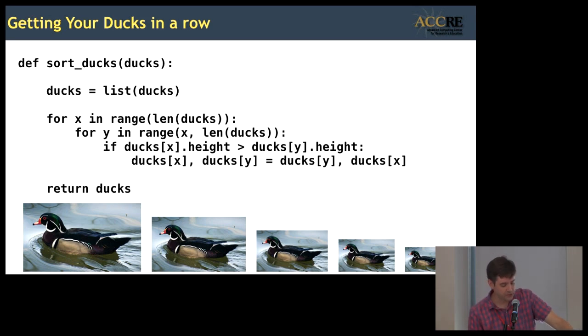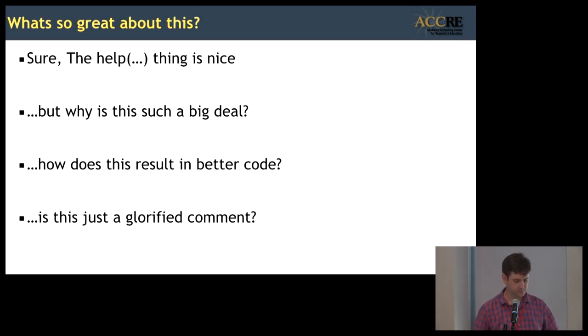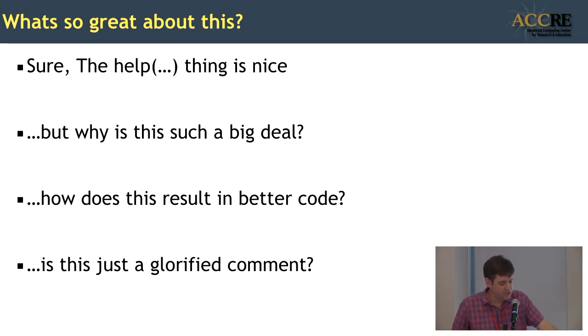Okay, if you're new to Python, this would be your first example of a docstring. I have a triple quoted string as the first statement, and now we have a descriptive statement saying approximately what this function will do. Sure, that whole thing about being in the help system is nice. But why is this such a big deal? And really, how does this result in a lot better code? Is this just a special glorified comment and nothing more? I think in some sense it is pretty much a glorified comment, but it is a very good comment.